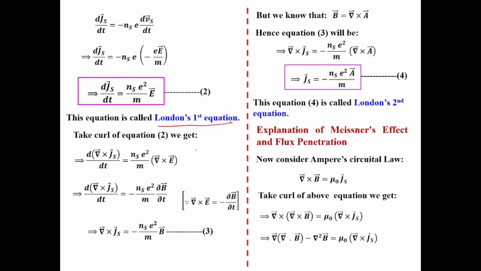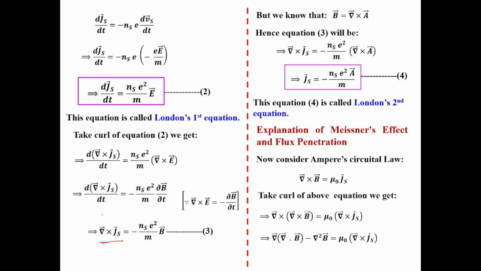Now we are going to go for London's second equation. For that we are going to take the curl of this equation number 2. So the left hand side will be d by dt of del cross Js, and the right hand side will be del cross E. Del cross E is nothing but minus del B by del t. That is the third Maxwell electromagnetic equation. So instead of del cross E, we can substitute minus del B by del t here. So this right hand side will be minus Ns e square del B by del t by m, right?